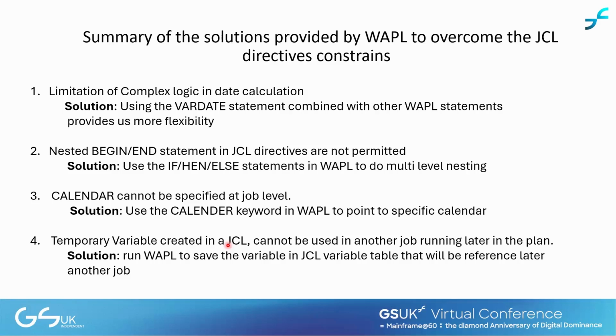And the last limitation in that list is the temporary variable created in the JCL, which cannot be used by other jobs running later in the plan. The solution provided by WAPL is to create and save a variable in a JCL variable table that can be referenced later in another job.